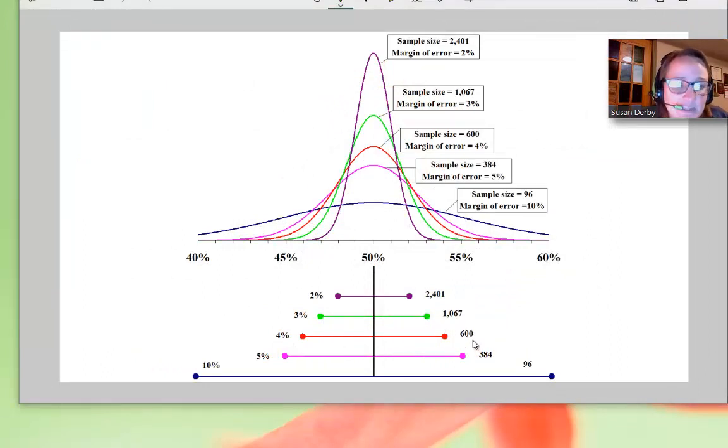It's by asking more people, right? The more people that we ask in our survey, or the more things that we sample, the more accurate our data is going to be. And so what this is showing us is, again, that idea that the more information we have, usually the taller and skinnier these normal distribution curves are.